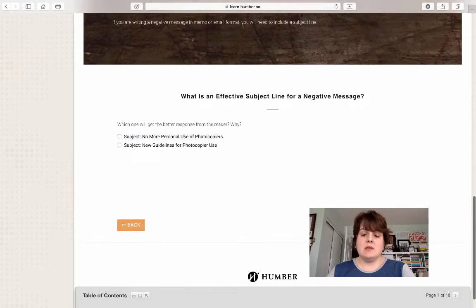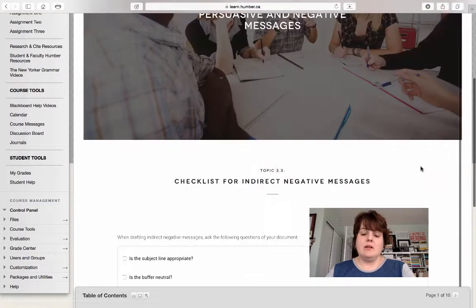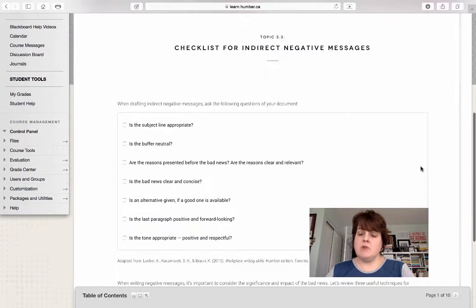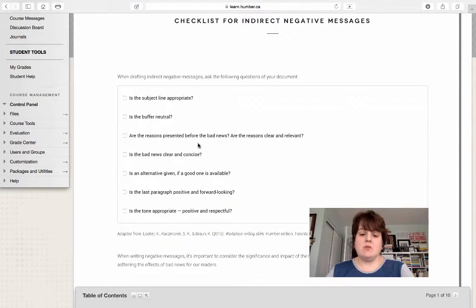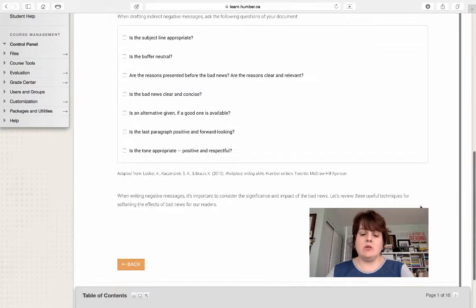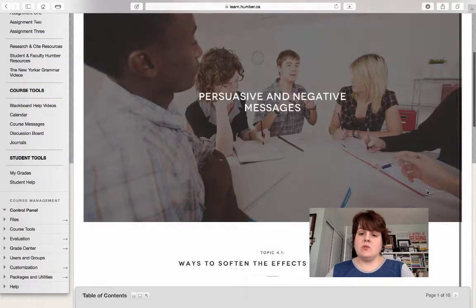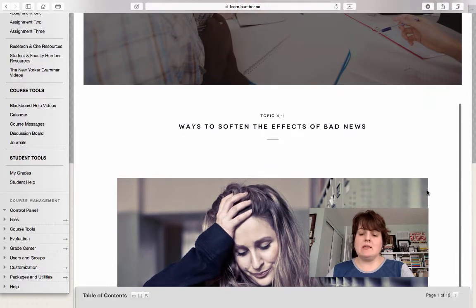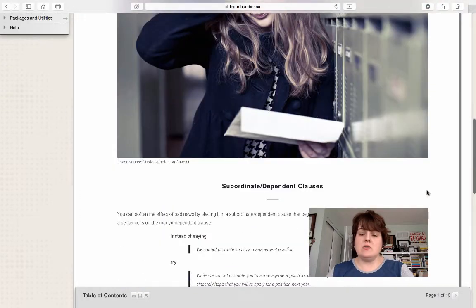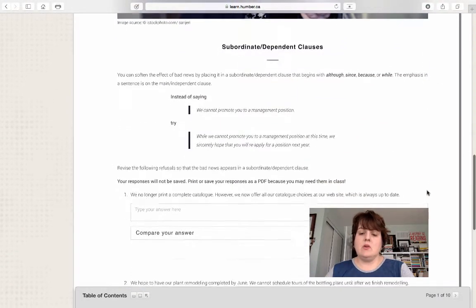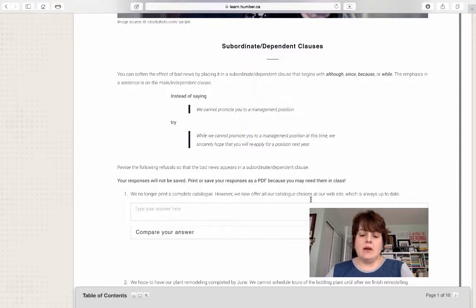messages. Another little activity for subject headings for negative messages. A checklist for negative messages, with those helpful questions to ask about your negative message. And then these three techniques that I mentioned, ways to soften the effects of bad news. You can go through here, try these out, practice some of them.